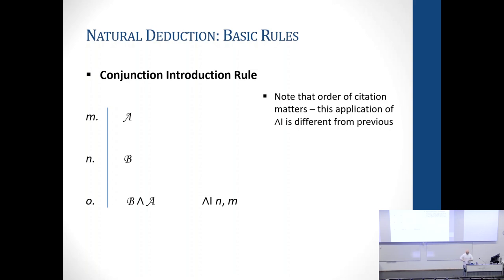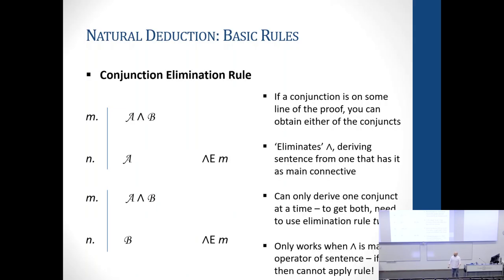So conjunction introduction gives us a conjunction. Conjunction elimination uses a conjunction. Conjunction elimination says if you have a sentence with conjunction as its main operator, you can get one of the conjuncts. Note, if you want both conjuncts, you've got to use the rule twice. We already saw that because that's what we did in our practice proof. So here, you just cite the conjunction you're using, and you derive one of the conjuncts.